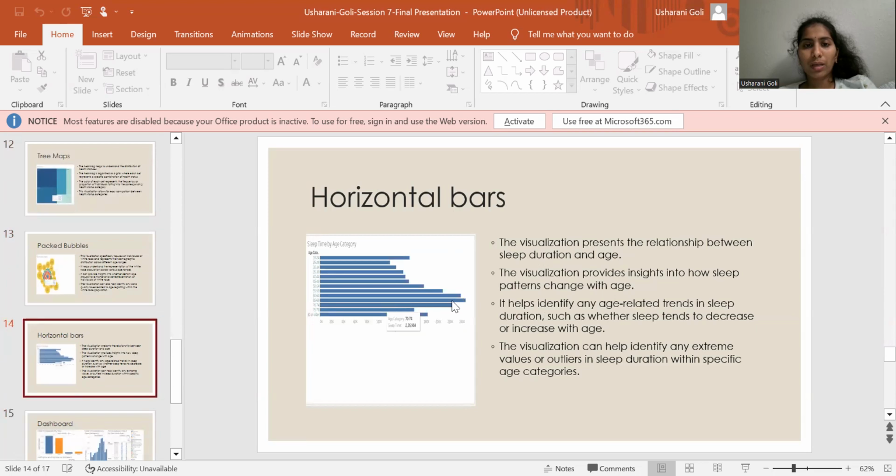Coming to the horizontal bars, the visualization represents the relationship between sleep duration and age. It provides insights into how sleep duration patterns change with age, and it helps identify any age related trends in sleep duration, such as whether sleep tends to decrease or increase with age.